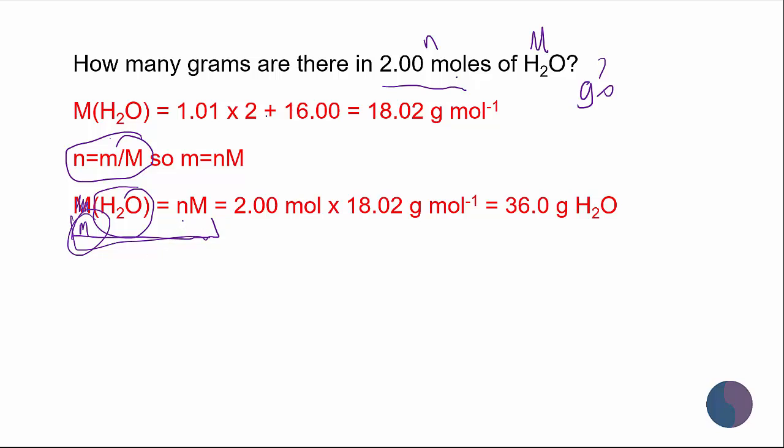And so the mass equals number of moles, which is 2, and molar mass was from the periodic table. And so if there's 2 moles of water, there's 36 grams. Okay. So go do some practice questions on that.